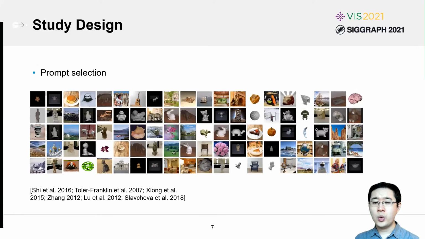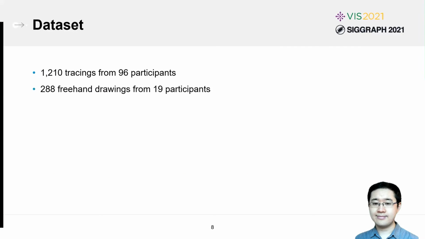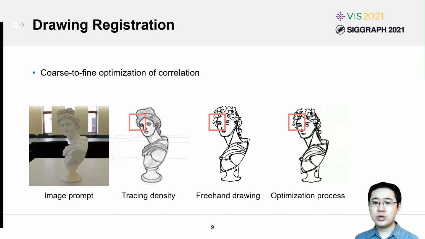In our study, we included 100 photorealistic images with wide variations in appearance and content as prompts. We collected 1,210 tracings from 96 participants and 288 freehand drawings from 19 participants. We register freehand drawings using a coarse-to-fine optimization of image correlation between the freehand drawing and the tracing density.